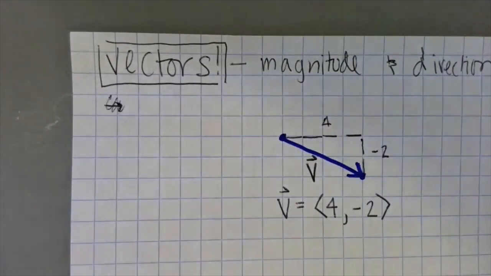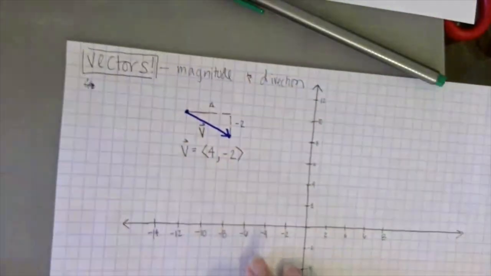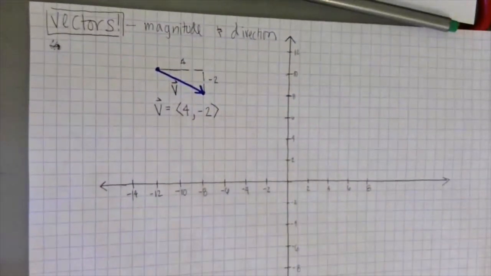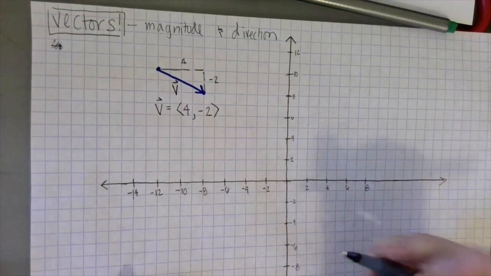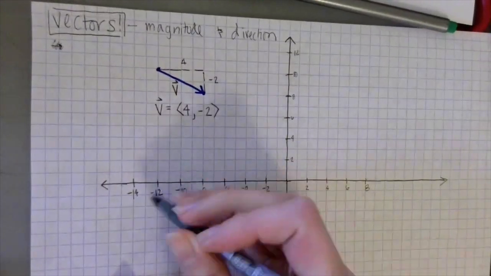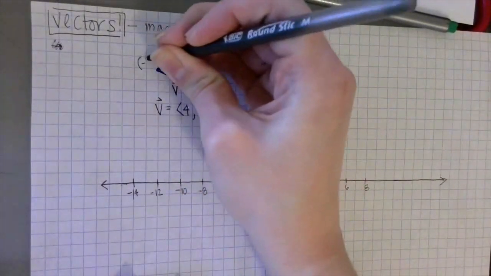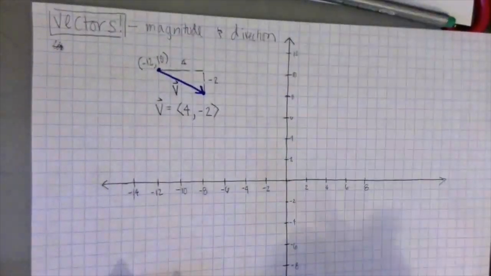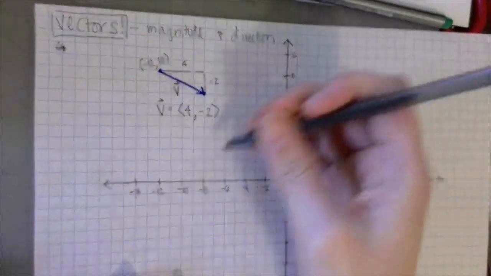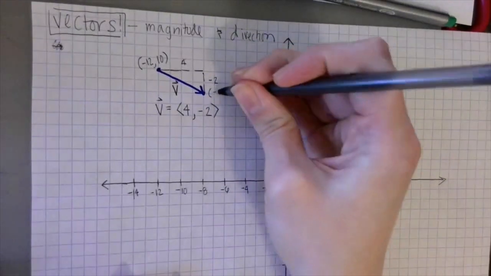And so I'm going to zoom out a little bit because this vector, vector V, is actually on the coordinate plane. It does not matter where a vector starts. I could place vector V anywhere I wanted to on this whole graph. In this case, vector V has a starting point of -12, 10, and an ending point of -8, 8.